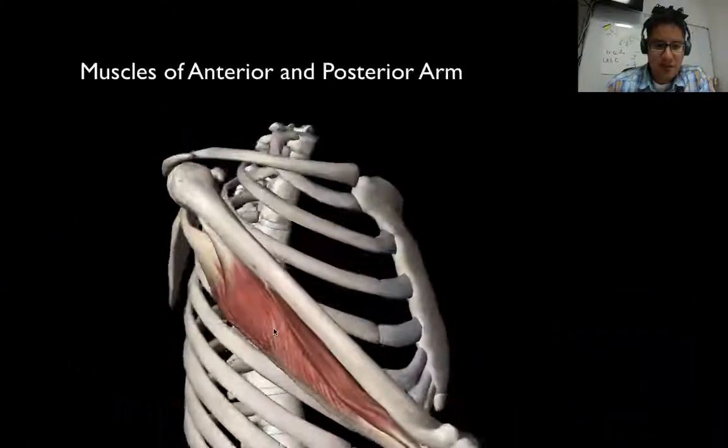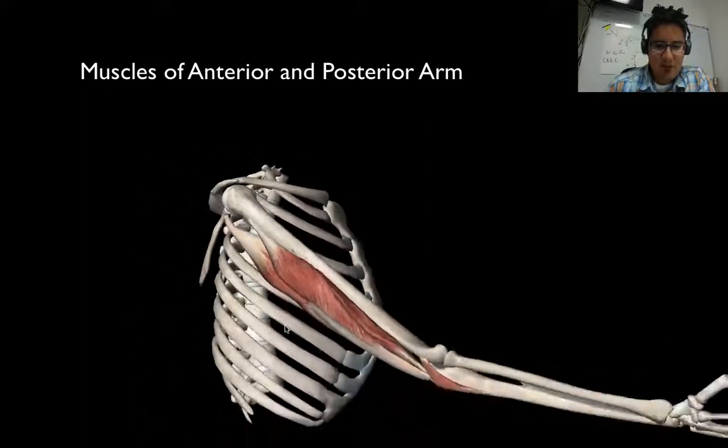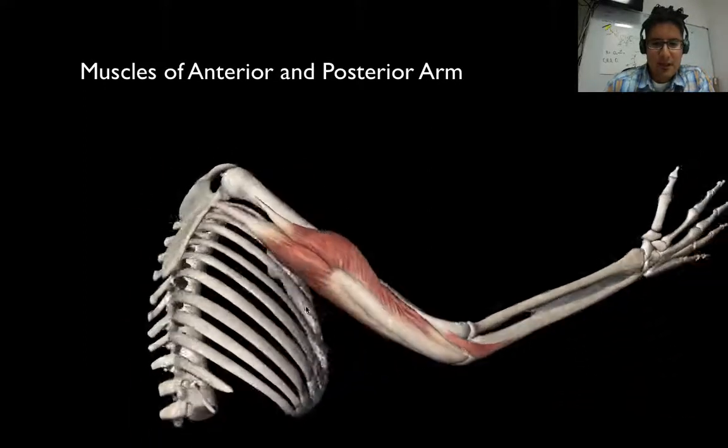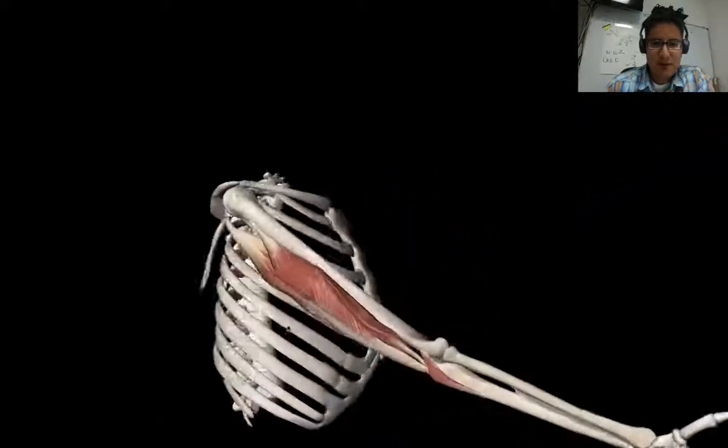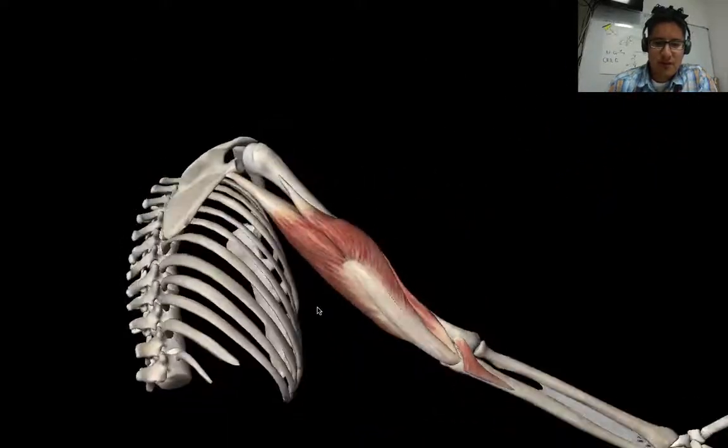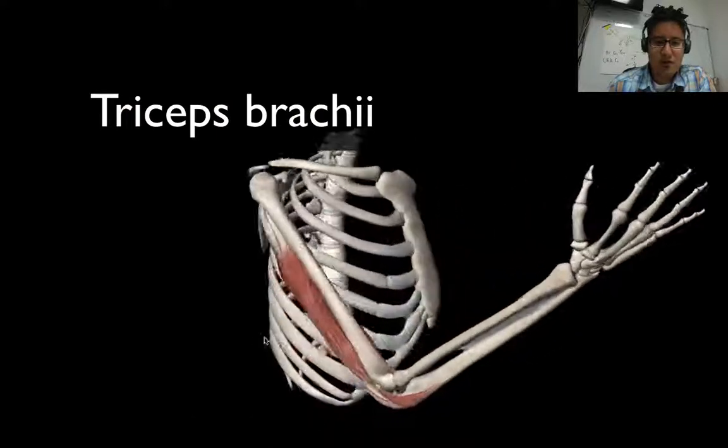In this video I'm going to be highlighting the muscles of the arm. Okay? I'm going to take a look at the posterior arm first. And there's two main muscles that I want to look at. First is the largest one, it's the triceps.